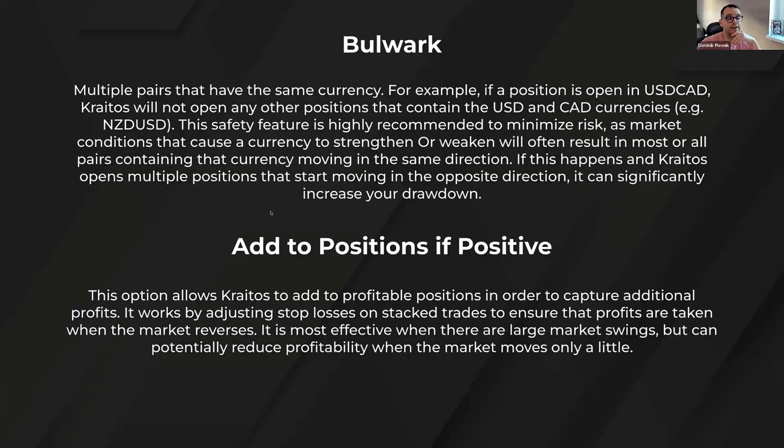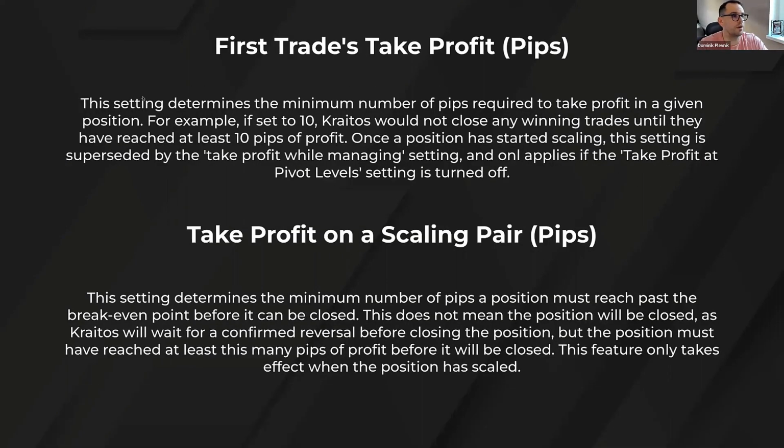This is called bulwark. And then we have the position, it's positive. First trade take profit. The first take profit, you can set to as many pips as you want. By default it is set to 10 pips. I'm also trying it as a scalper of 5 pips. I'm running it on all the pairs, and I will show you that also. It's working really nicely, it's winning most of the trades. Sometimes it just takes a second trade.